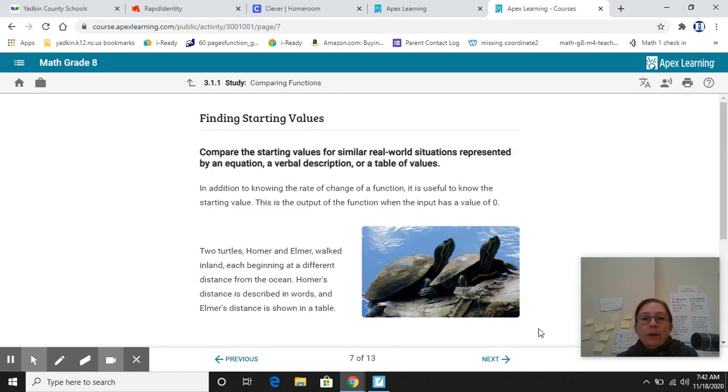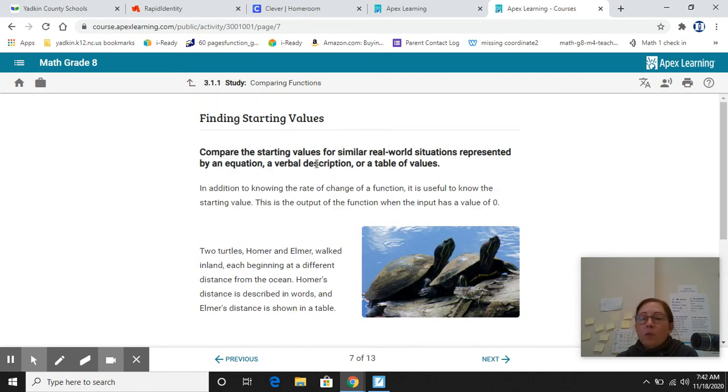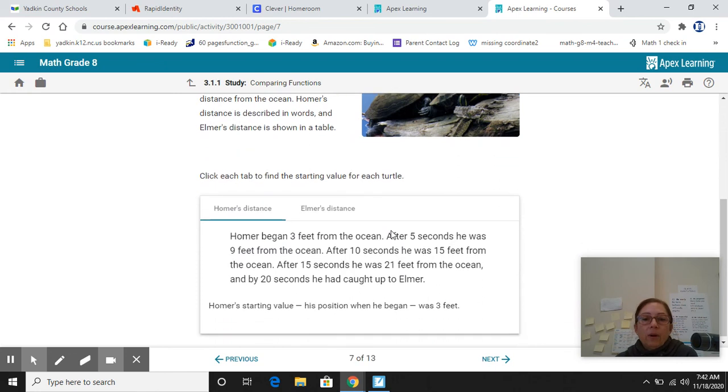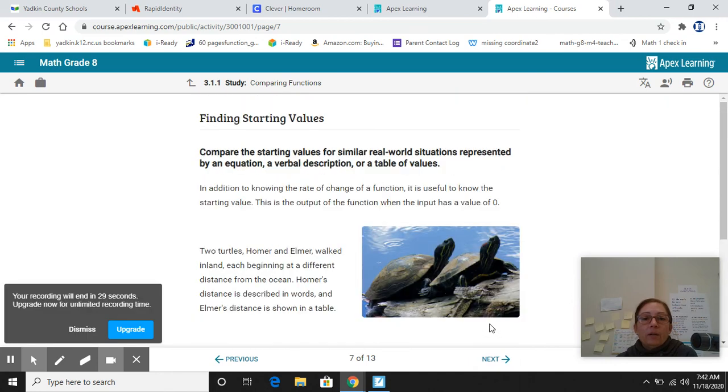Page 6, we got about halfway through. Comparing the starting values. Starting values is talking about the y-intercept. The y-intercept, where everything starts. And I'm going to have to end the video now, but I'll pick it up right here in just a minute.